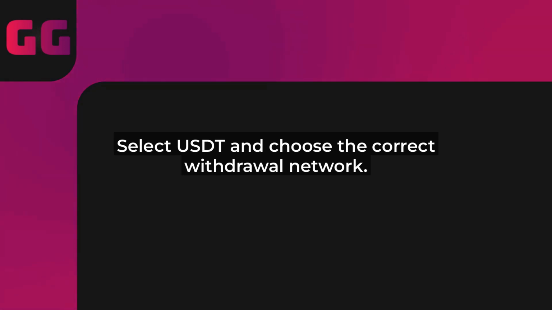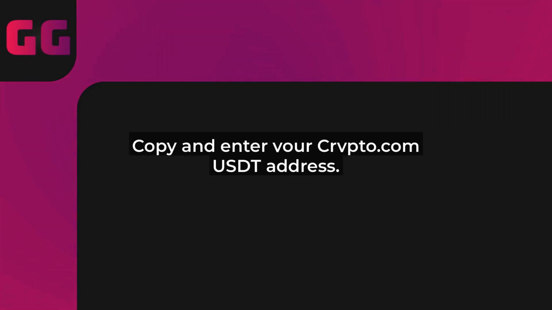Step 3. Enter the wallet address from your Crypto.com account. To get this, log into Crypto.com, go to your wallet, select USDT, and copy the deposit address. Double-check it to avoid any mistakes. Crypto transfers are irreversible.